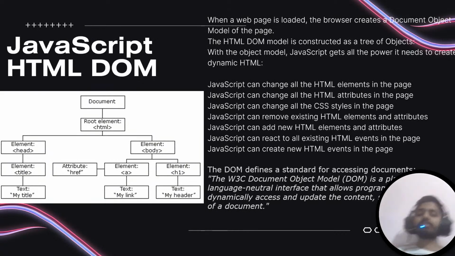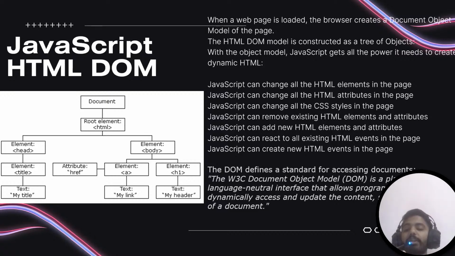Now we'll see what the JavaScript HTML DOM is. DOM is nothing but your Document Object Model. When a web page is loaded, the browser creates a Document Object Model of the page. The HTML DOM model is constructed as a tree of objects. With the object model, JavaScript gets all the power it needs to create dynamic HTML. So it is very much helpful for creating dynamic HTML.